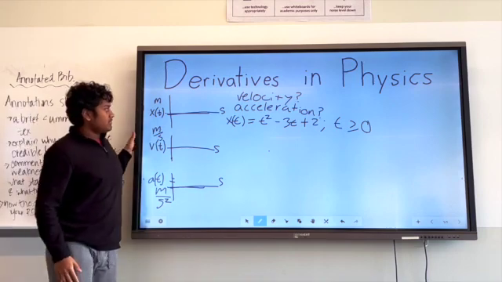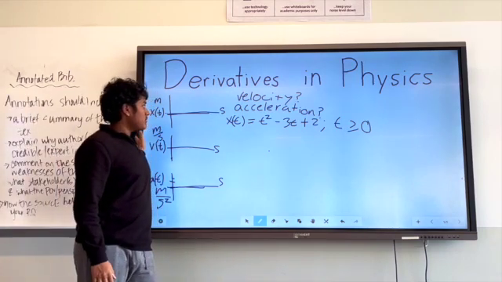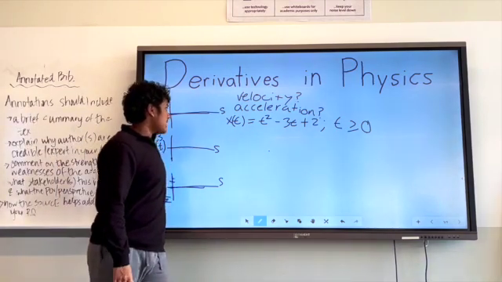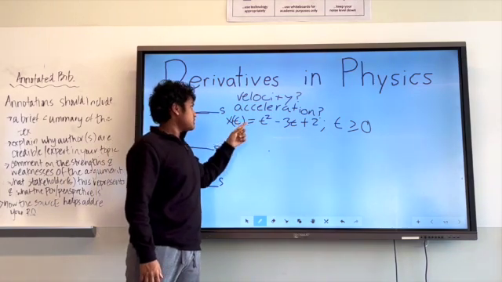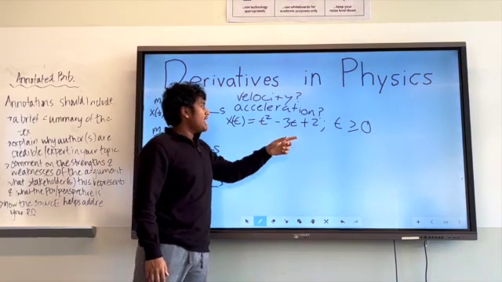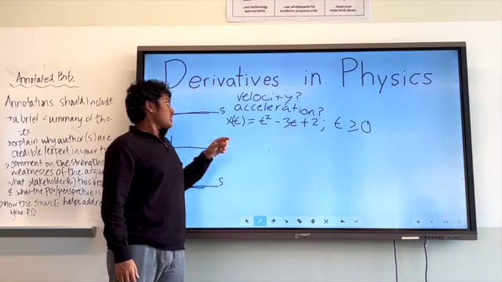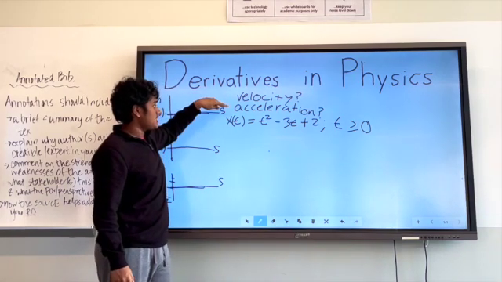So we have this problem here with a particle moving on the x-axis with respect to time according to this equation: x(t) = t squared minus 3t plus 2, and it starts at time equals 0. And we're trying to find velocity and acceleration.